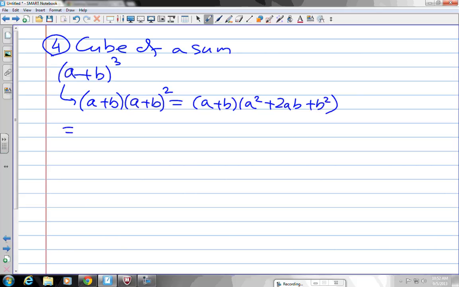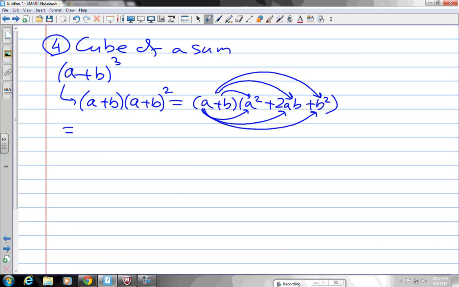I'll have to multiply a by a squared, a by 2ab, a by b squared, and then b times a squared, b times 2ab, and b times b squared. I have to do that type of FOIL, which is really not fun. That's why we want to derive a formula.